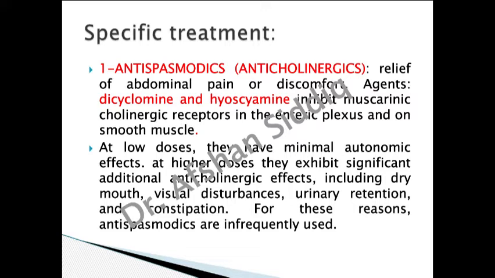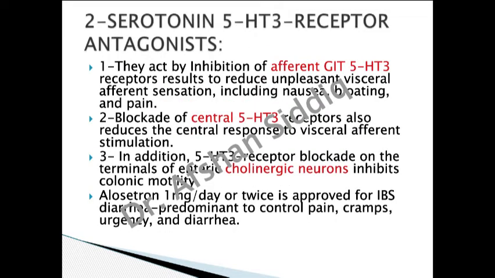At low doses, they have minimal autonomic effect. At higher doses, they exhibit a significant additional anticholinergic effect, which includes dry mouth, visual disturbance, urinary retention, and constipation. For these reasons, antispasmodics are infrequently used.